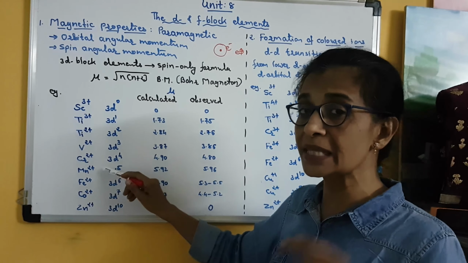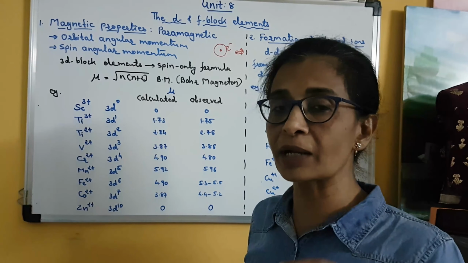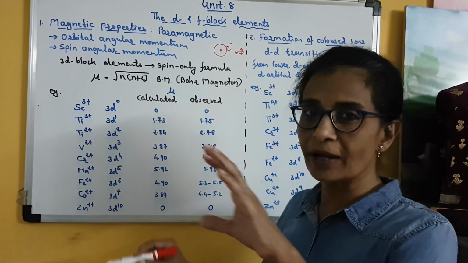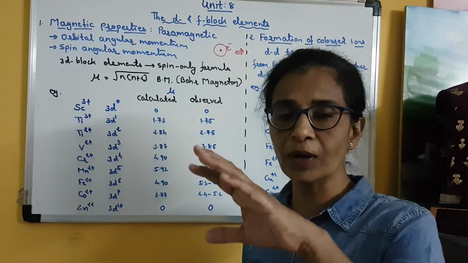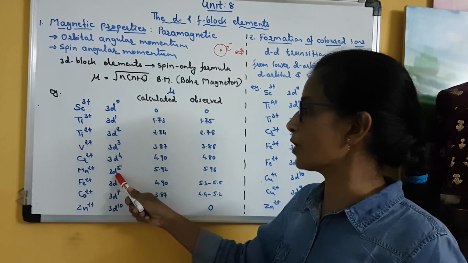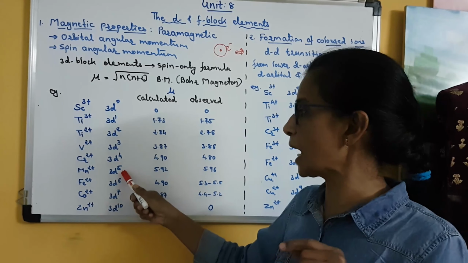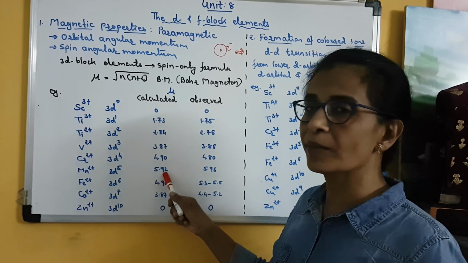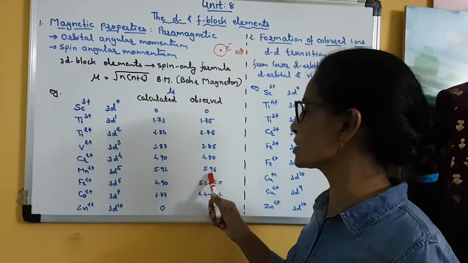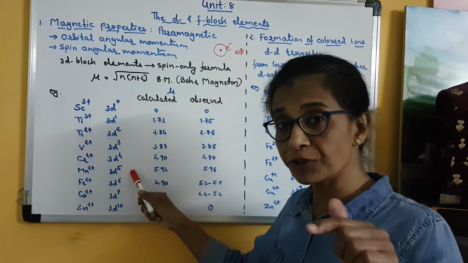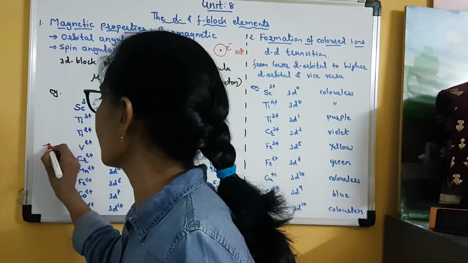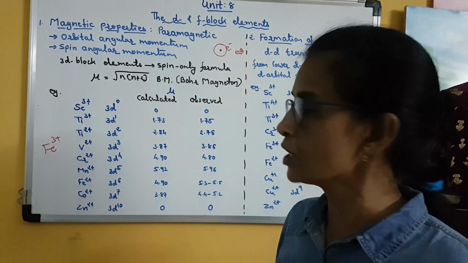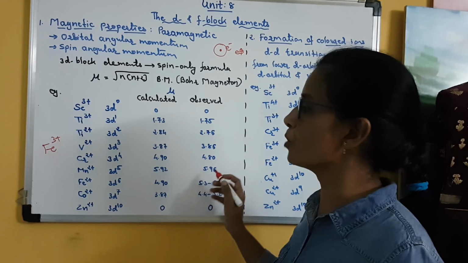Then Mn2+, this ion has the maximum number of unpaired electrons. So its configuration is 3d5. The d orbitals are 5 in number, 1 electron in each. So all the 5 electrons present in 3d orbital are unpaired. So n is equal to 5. Its calculated magnetic moment is 5.92 and the observed one is 5.96. Similarly, Fe3+ ion. Clear? If we talk about Fe3+ ion, ferric ion, then it also has a 3d5 configuration. So it will also have the same magnetic moment value.